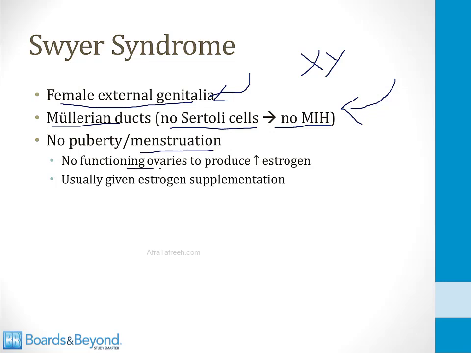That's because there are no functioning ovaries to produce an increase in estrogen. And for this reason, estrogen supplements are often given, and these children are raised as females even though they have an X and a Y chromosome.